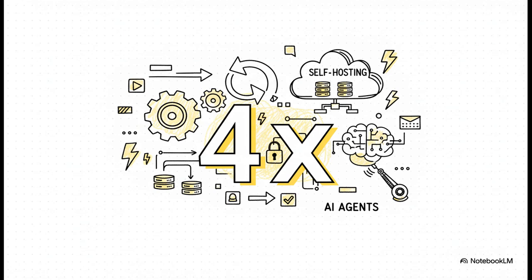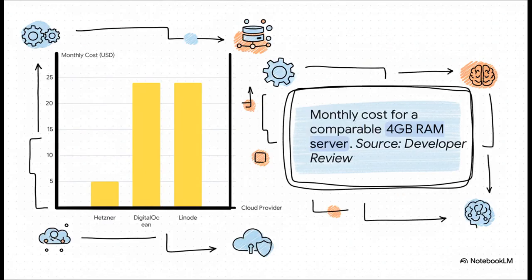Well, when you run the numbers, self-hosting can be up to 4 times cheaper than using comparable cloud automation services. 4 times! That's not a small saving. That's a massive difference, especially as you start to scale up your automations. And just look at the raw numbers here.